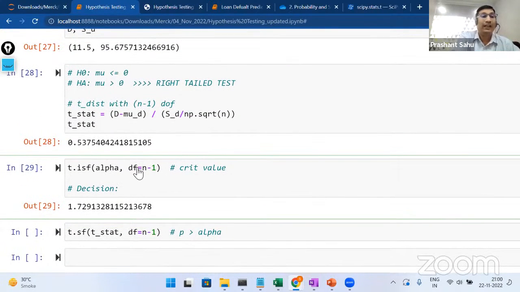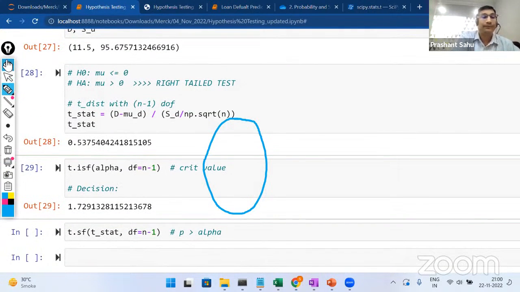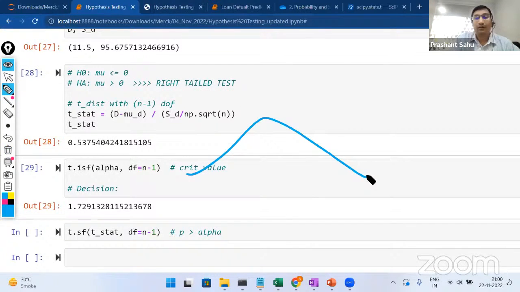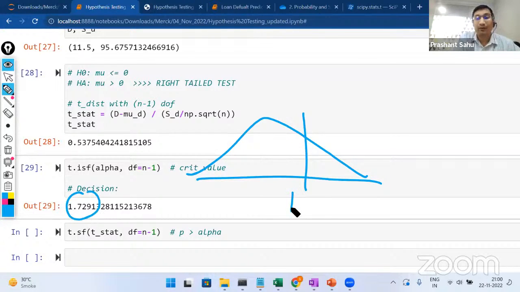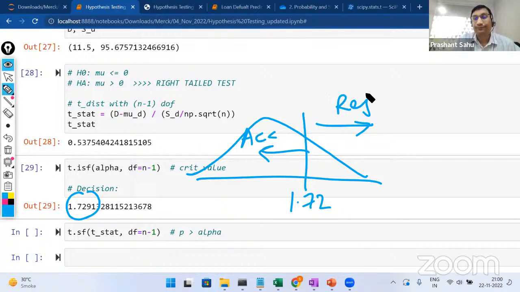In a right tail test, what do you want? Let's say this is a critical value. This is 1.729. 1.729 is your critical value. So this becomes your acceptance zone and this becomes my rejection zone. Beyond this will be my rejection zone.